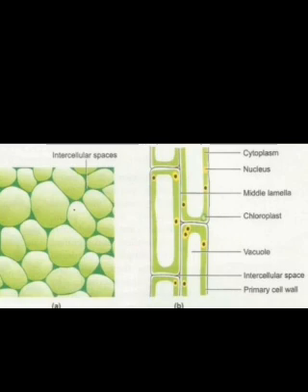The second one is collenchyma. Cells of collenchyma are alive. They are oval, elongated, and are tightly packed with no intercellular spaces. They are found below the epidermis in leaves and stem. They provide mechanical support and flexibility to the plant.